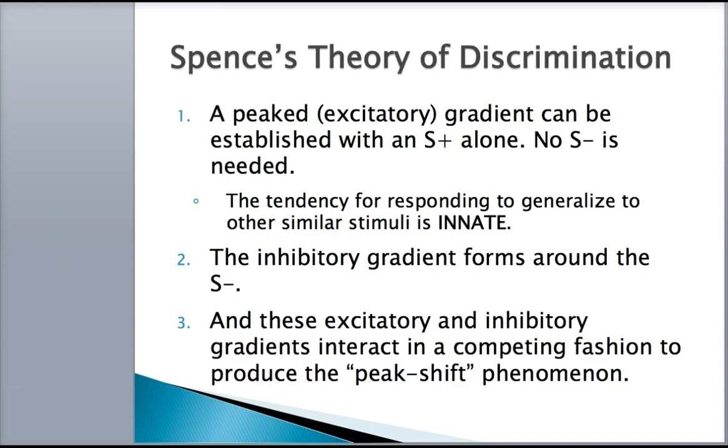So Spence's theory of discrimination made three major points, two major points with an extension, I guess. First of all, a peaked excitatory gradient can be established with an S plus only. No S minus is needed. Now, as part of that, he says that the tendency to respond to other stimuli generalizes from the S plus, and that tendency is innate. It just happens. That generalization to other stimuli is innate.